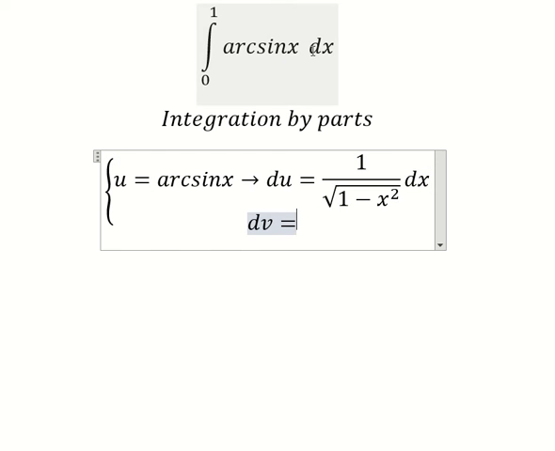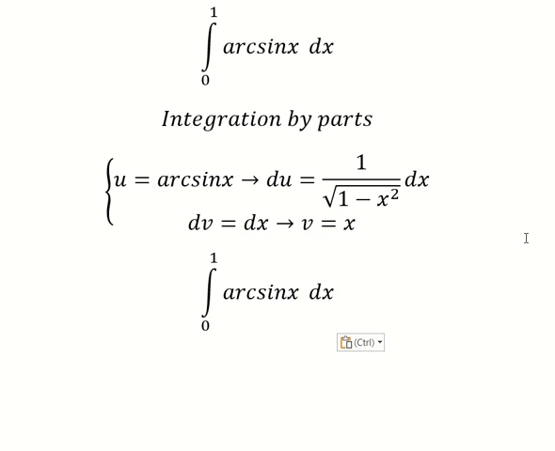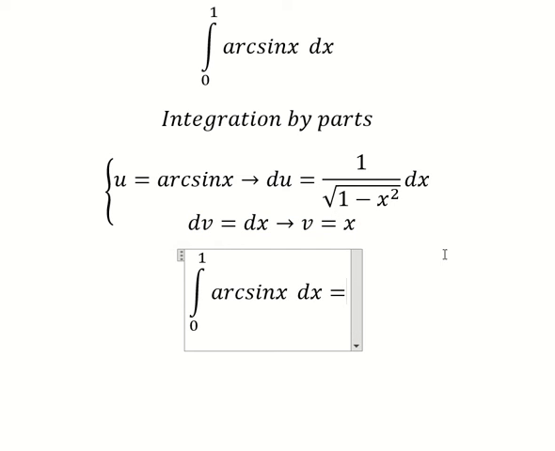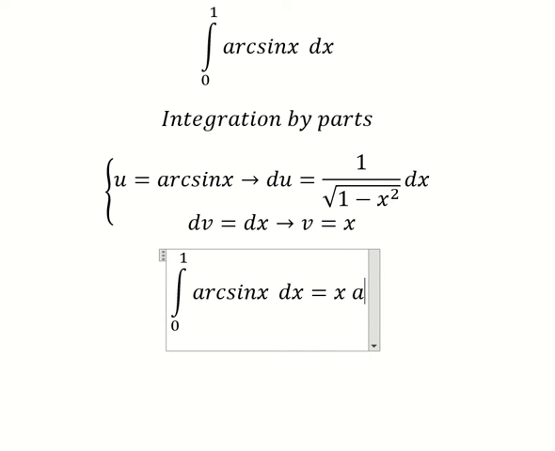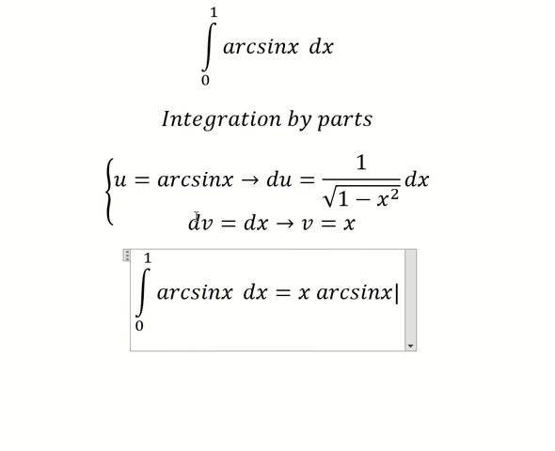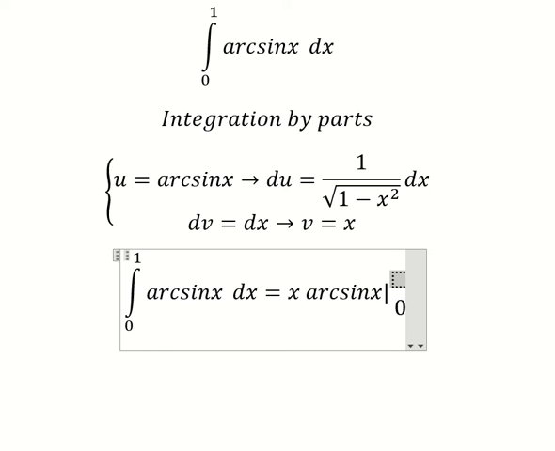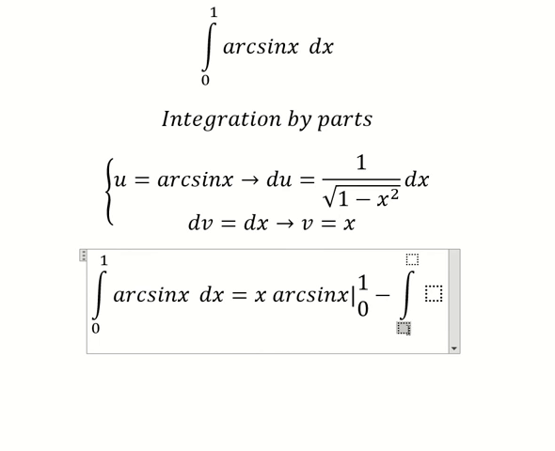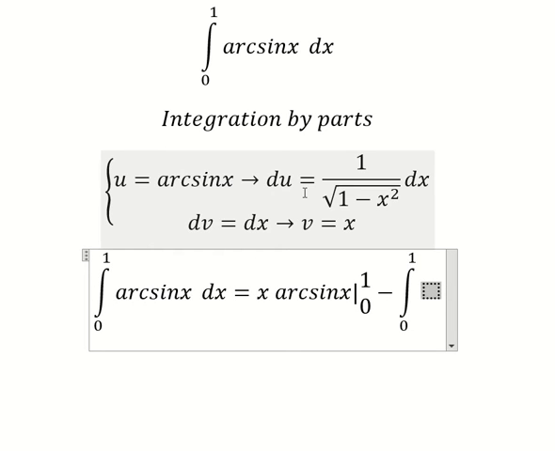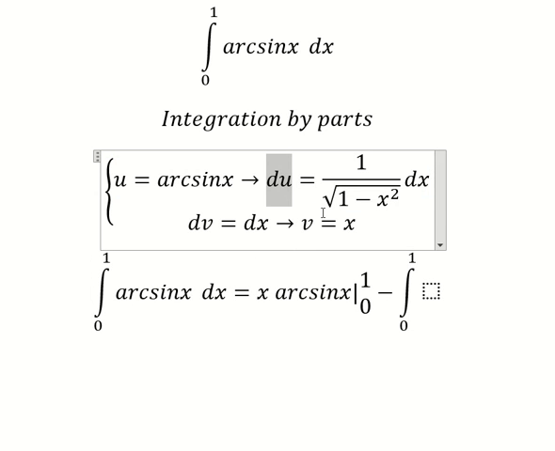dv, that is about this one. The integration of this one, we have v equals s. Now we have v multiplied by u, so that should be s arcsin of s. And now we put the bounds from 0 to 1, minus, we have the integral from 0 to 1, and that is du multiplied by v.